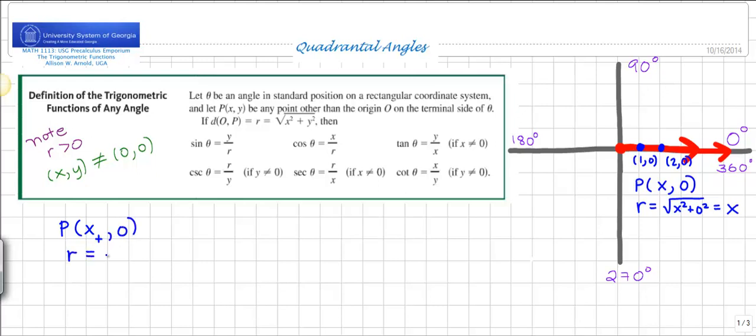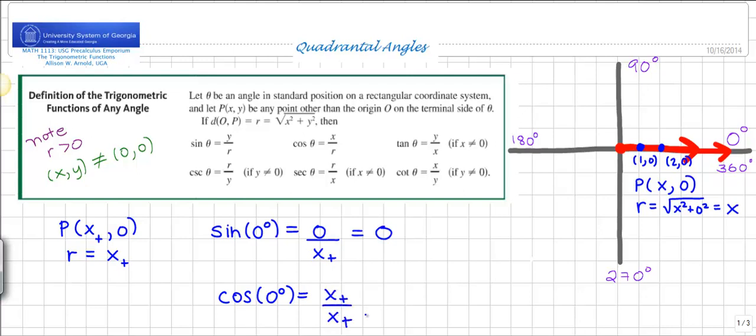And r being the same value as this positive value of x, then when you calculate the sine value of the angle 0 degrees in standard position, you would have the y coordinate over a positive value for r, which would reduce to 0. Cosine of 0 degrees would be the x value divided by the r value, and it would reduce to a value of 1. And it really wouldn't matter which point on the terminal side you chose, whether it was 1, 0 or 2, 0, the ratios would reduce to sine being 0 and cosine being 1.